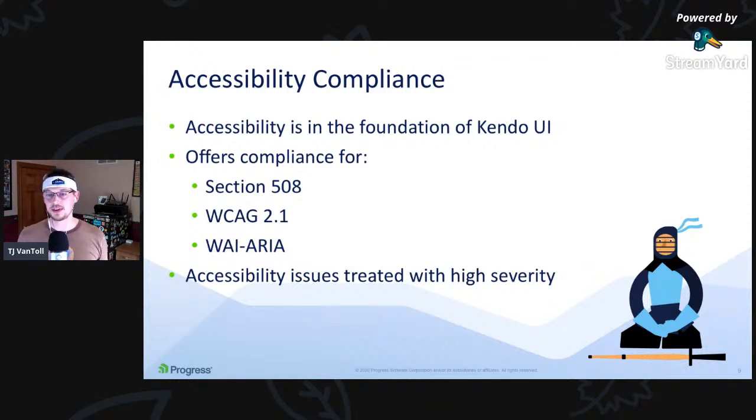And so as part of Kendo UI, accessibility is very important to us. We offer guaranteed compliance for a lot of popular specs that are out there. Things like Section 508, WCAG, and ARIA are built into our components. And if anything does come up with this, we treat any accessibility issues with really high severity, because that's really core to what we do in Kendo UI.